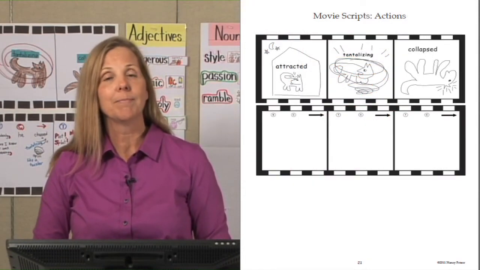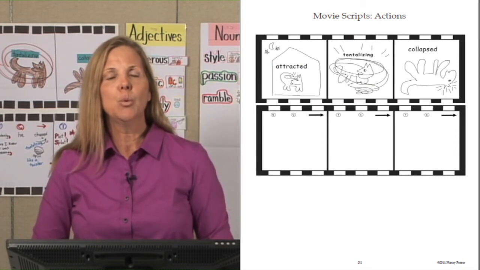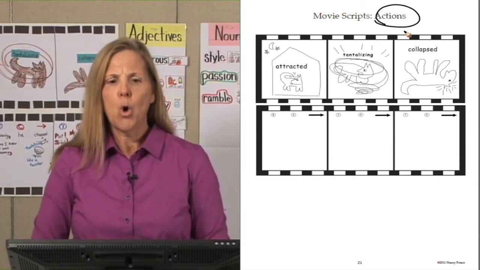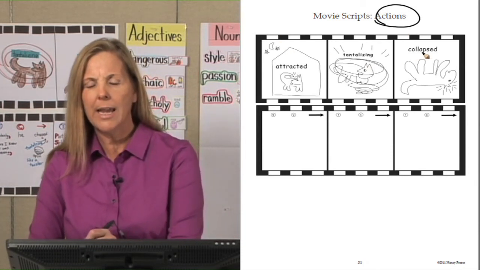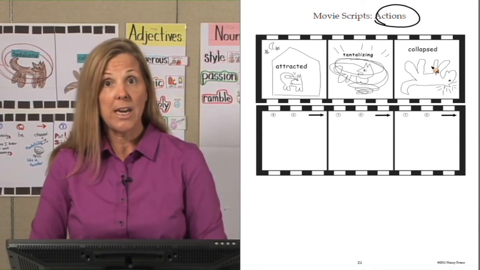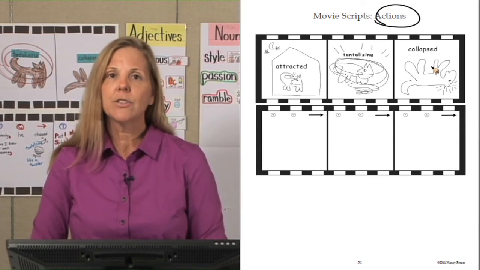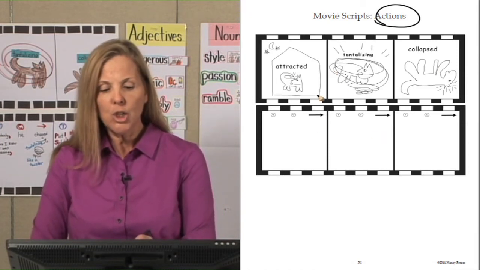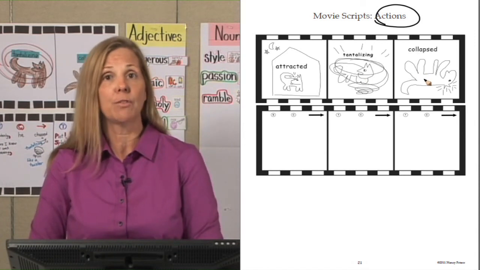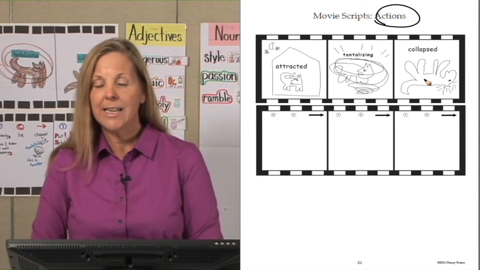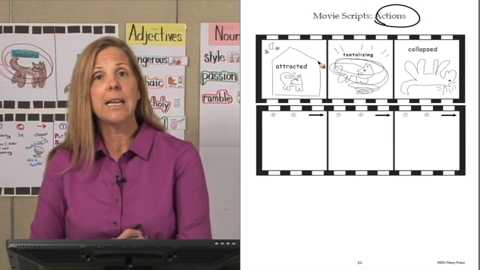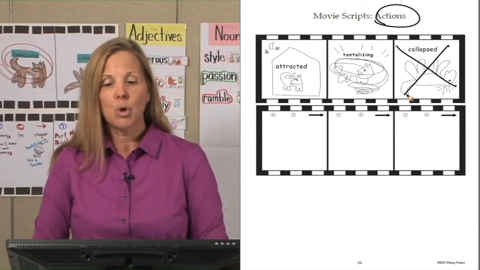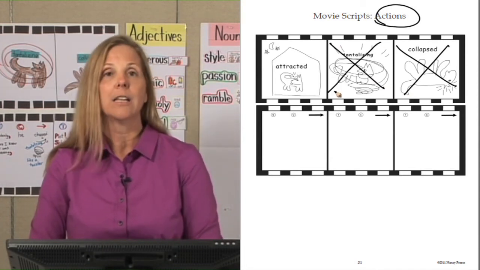Turn to page 21. I already showed you how you will write out your movie scripts with actions. But you don't want to give kids a beginning, middle, and ending picture each week for their movies. At first, after they've learned how this activity works and they're independently writing their own movie scripts, you will give a beginning, middle, end picture for them to start with. What I suggest is eventually you give them just a beginning and a middle picture with no ending. And then after a while, you only give them a beginning picture.